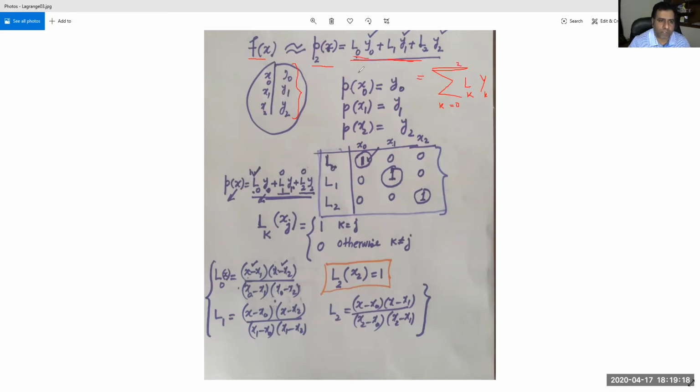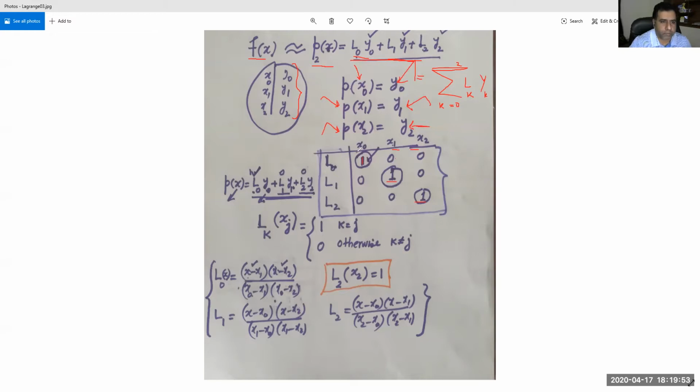The polynomial at the first node agrees with the first data point in the table. The polynomial at the second node agrees with the second data point, and the polynomial at x2 agrees with the third entry in the table. So the quality of L naught, L1, L2: you can see L naught is active only at x naught and it is dead at the other 2 nodes. Similarly, L1 is active at x1, L2 is active at x2, and at the rest of the nodes it is 0.